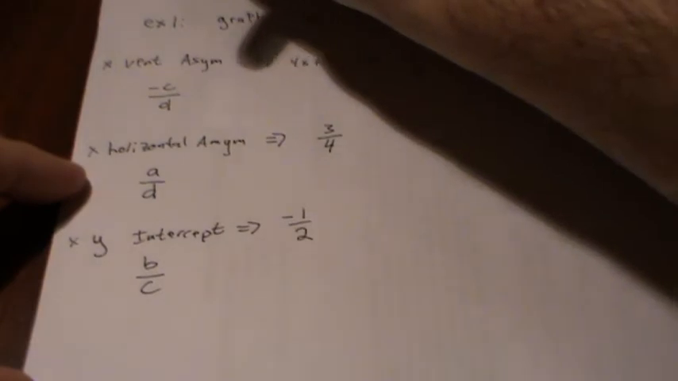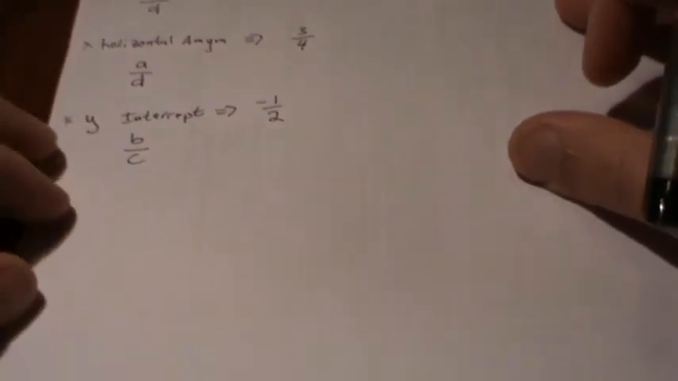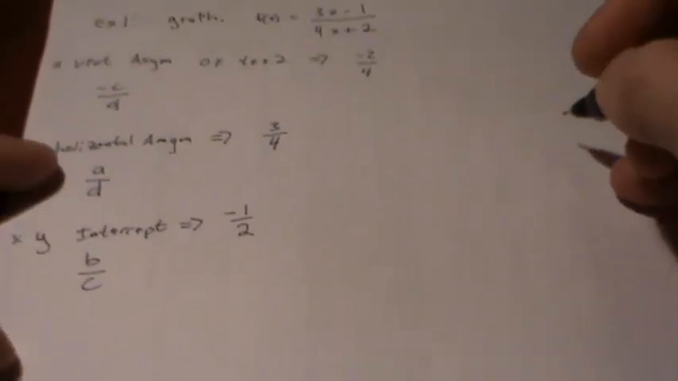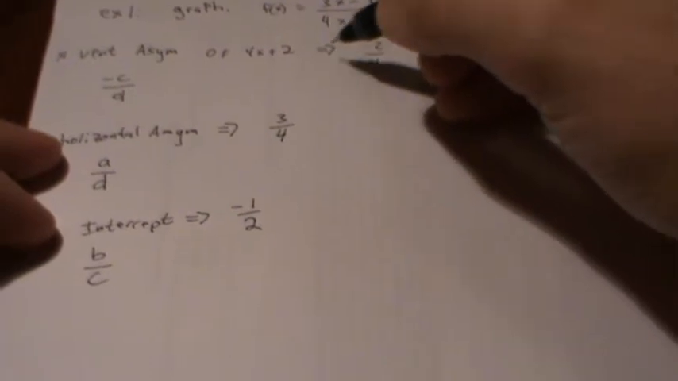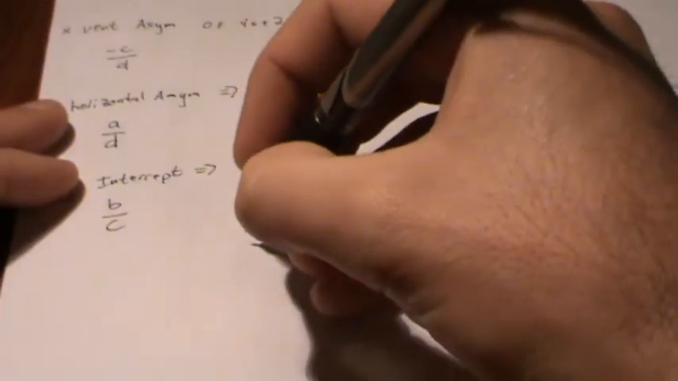And now with this information, we can actually make a pretty good graph of this rational function. So what I'll do is we'll remember these, and I'll make my graph down here.